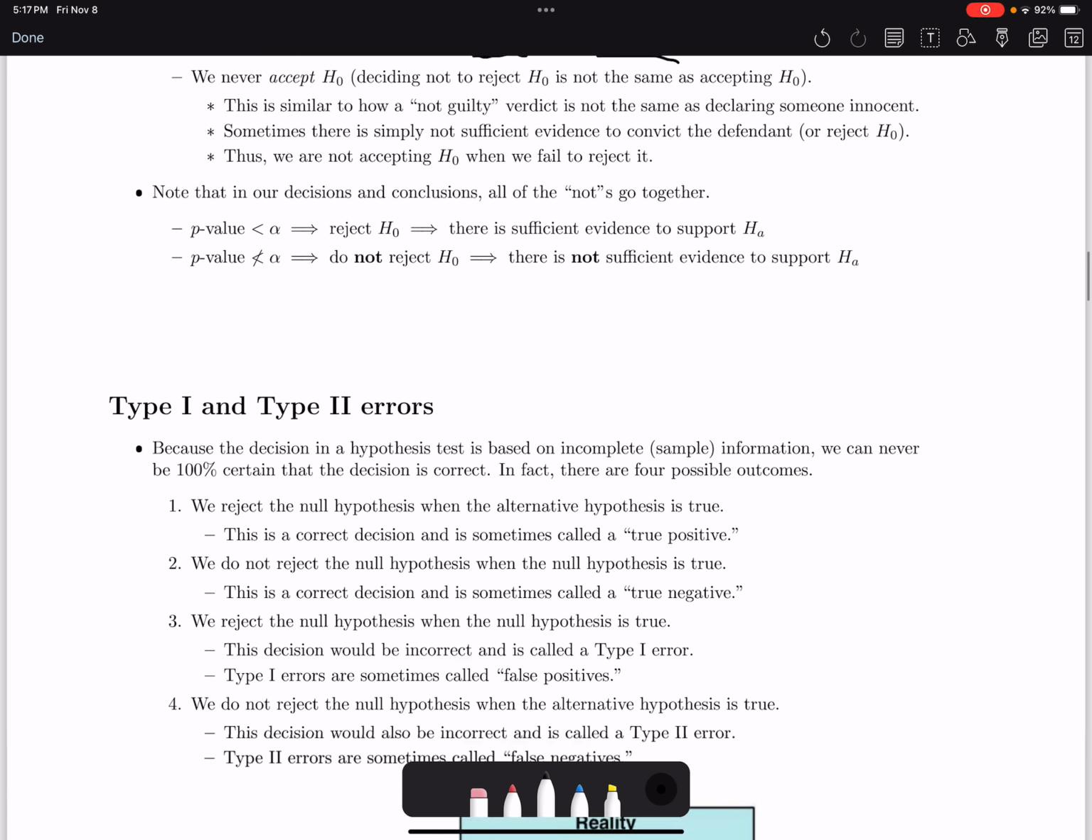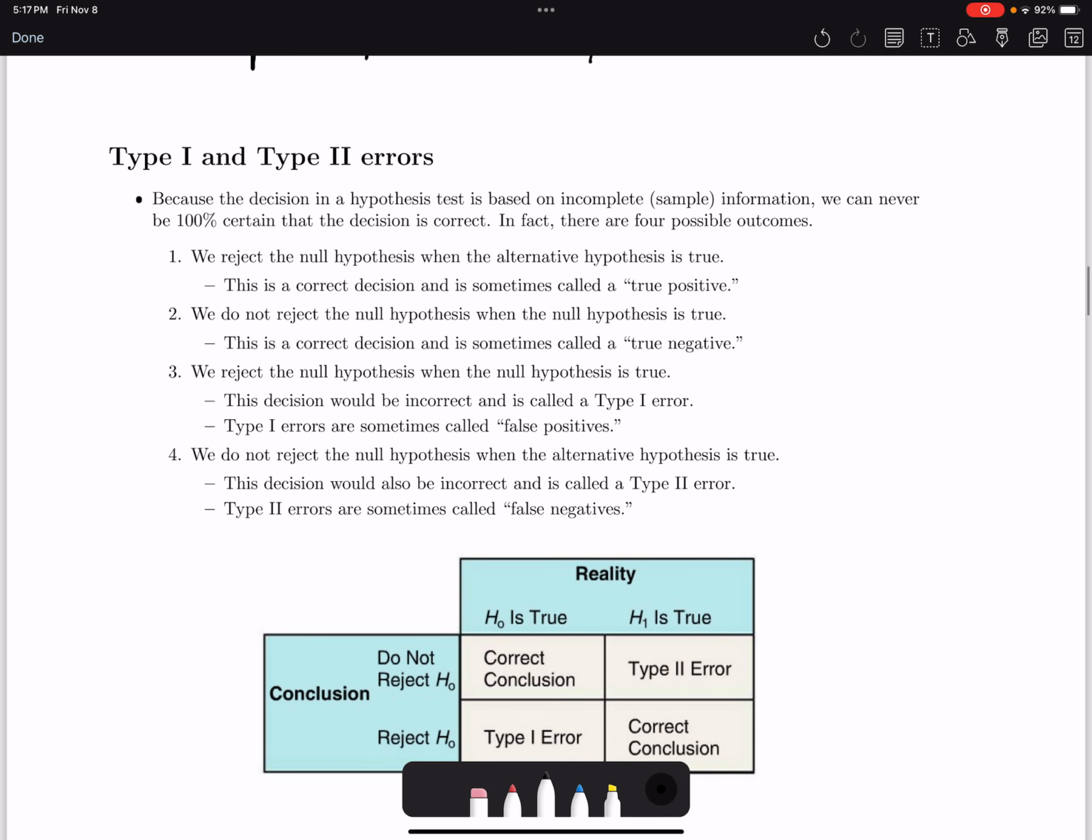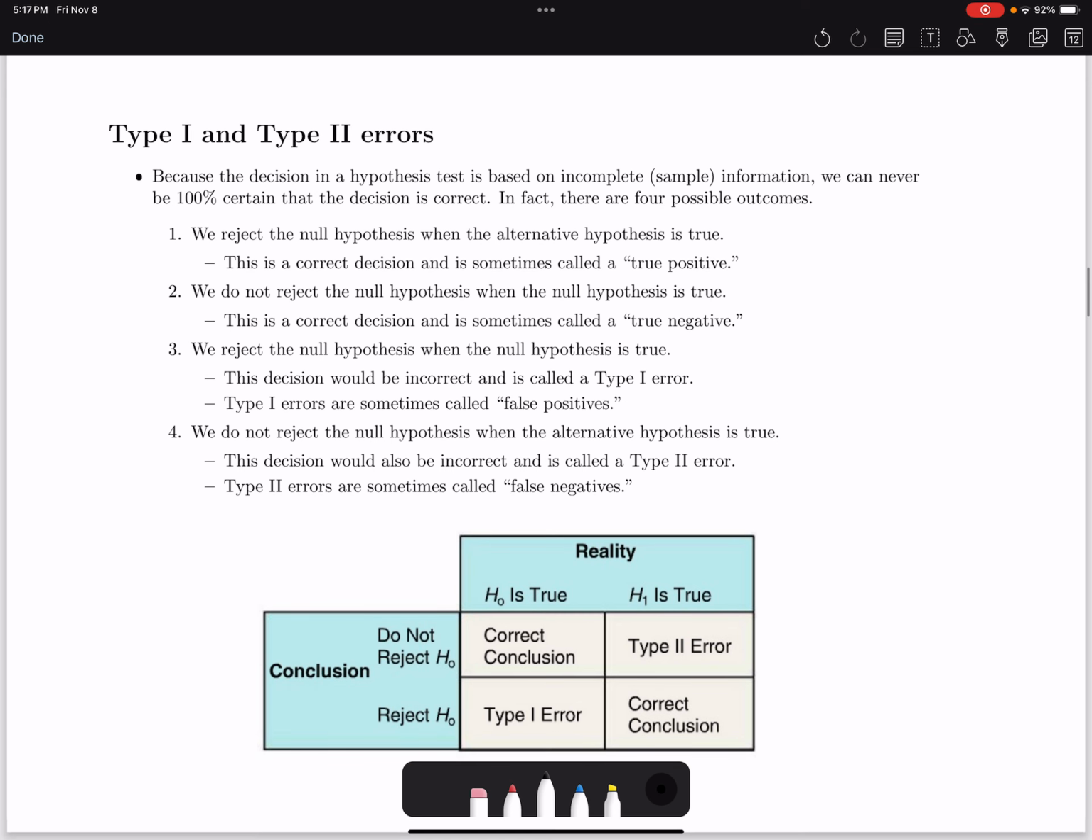Okay, so there's a plane outside my window. You might be able to hear it.